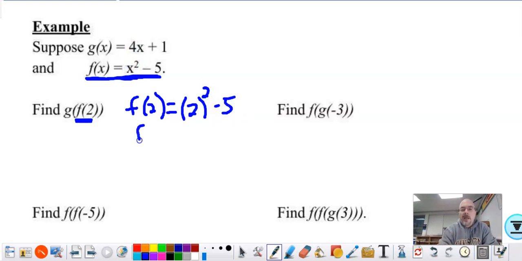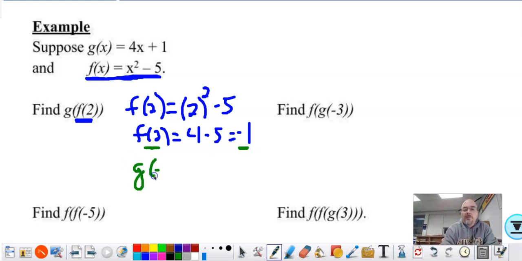Okay, if I figure that out, I find out, ladies and gentlemen, that f of 2 equals 4 minus 5, which is -1. Now, that -1, we're going to replace the f of 2 with -1. So now we're going to go g of -1 equals, again, we replace the f of 2 with -1. Now we go up to the function g of x and we plug in a -1.